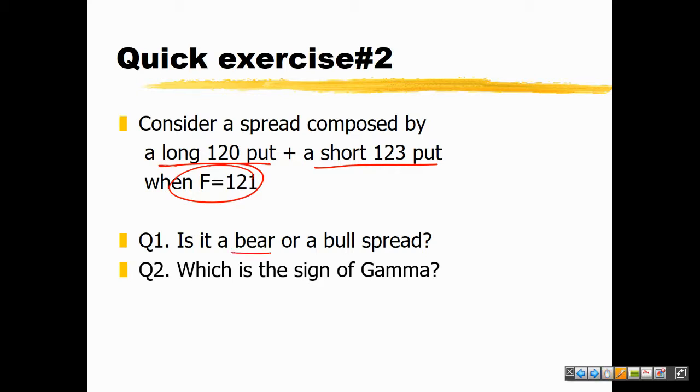The first one, is it a bear spread or a bull spread? Suggestion, think about what is the delta in order to answer. And second thing, which is the sign of gamma? So please again take note of the data. I'm repeating them so that I build the poll in the meantime. Long 120 put plus short 123 put when the future trades 121. And I want to understand whether it's a bear spread gamma positive, bear spread gamma negative, bull spread gamma positive, or bull spread gamma negative. That's the type of answer.